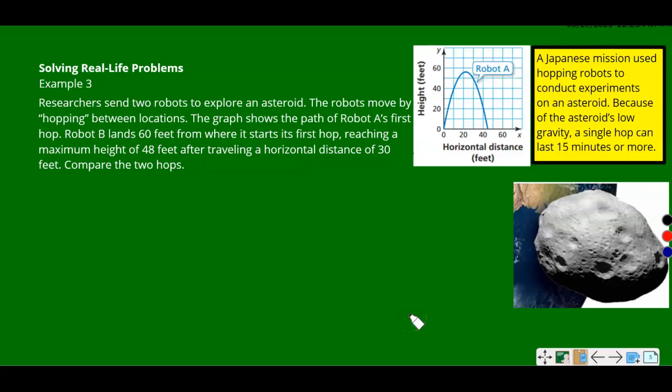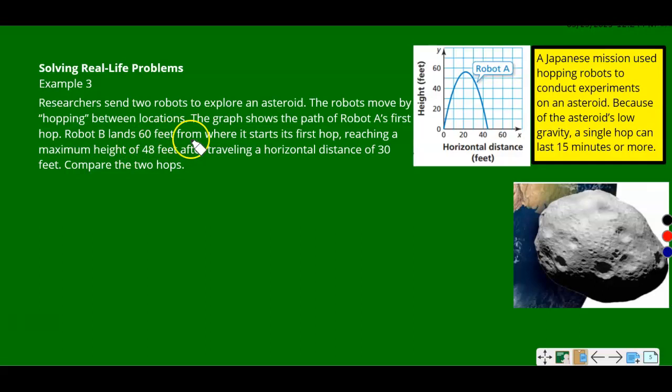Okay, we're still looking at characteristics of functions, but now we're going to look at solving a real-life problem. All right, example 3. Researchers send 2 robots to explore an asteroid. The robots move by hopping between locations. The graph shows the path of robot A's first hop.